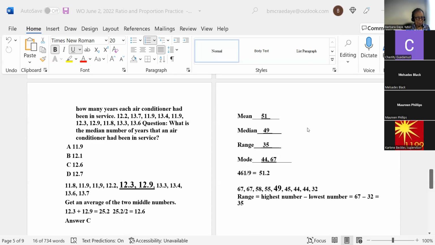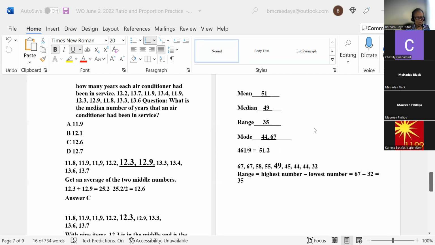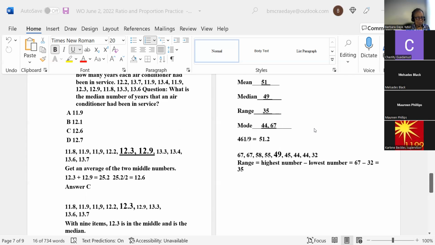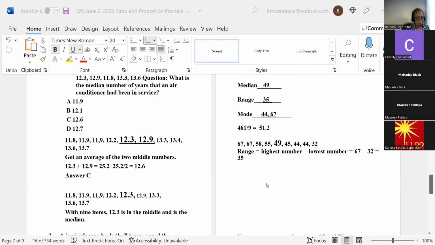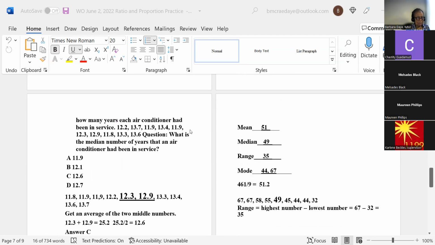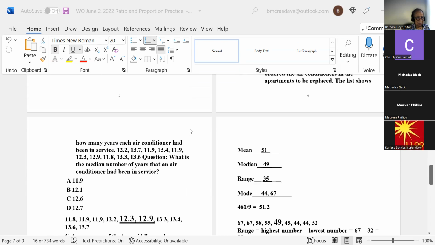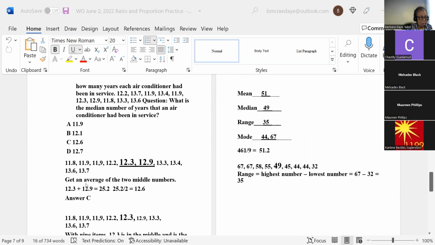I didn't hear when you do the mean, the median, and the mode. The one with the 13.7, 13.6, this one here. Oh, the one right here, the air conditioners? Yeah, we did that one. Mercedes did that one. And there were 10 items, right? So two are in the middle. You add those two up and get an average and you get 12.6 is the answer. Any other questions, Maureen?